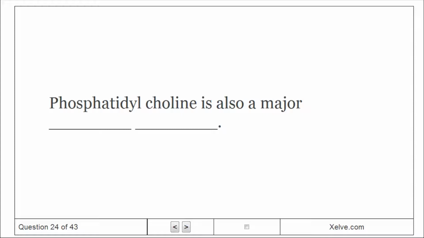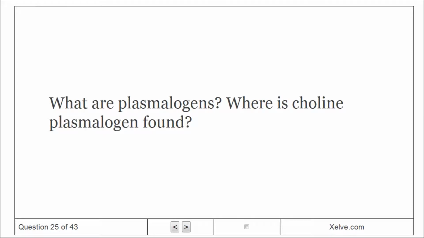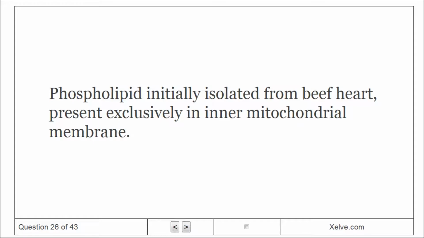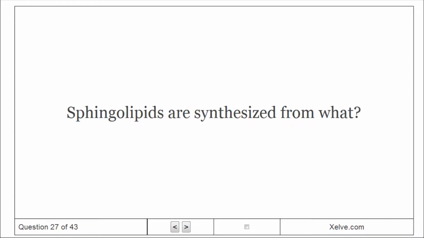Phosphatidylcholine is also a major blank blank. Pulmonary surfactant. What are plasmalogens? Where is choline plasmalogen found? Glycerol ether phospholipids, abundant in cardiac tissue. Phospholipid initially isolated from beef heart, present exclusively in the mitochondrial membrane. Cardiolipin or diphosphatidylglycerol. Sphingolipids are synthesized from what?